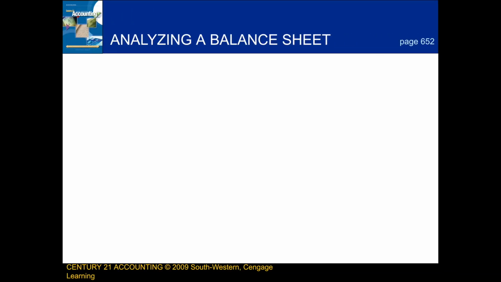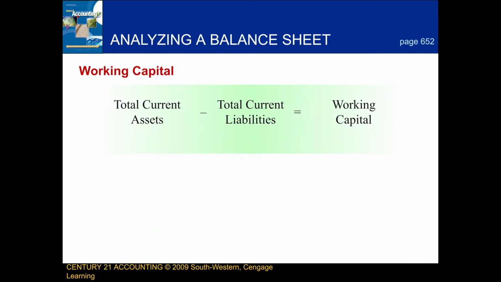Okay, so the last thing that we're going to be talking about in this lesson is analyzing a balance sheet for a corporation. So the way that we calculate working capital is as follows. We take the total current asset amount and we subtract it from the total current liability amount, and that will give us the working capital.